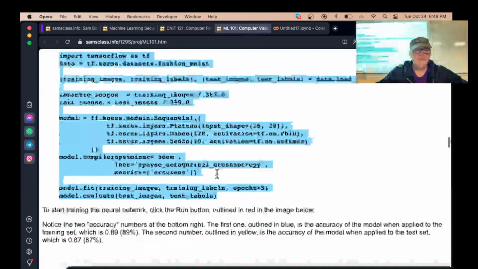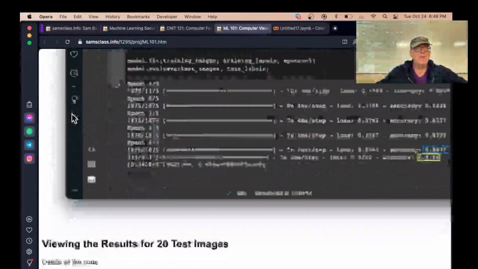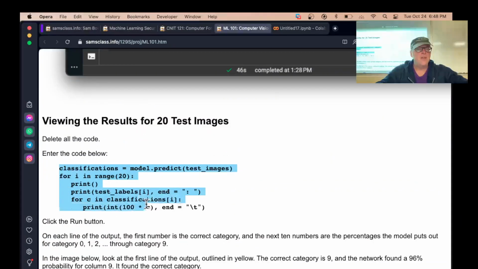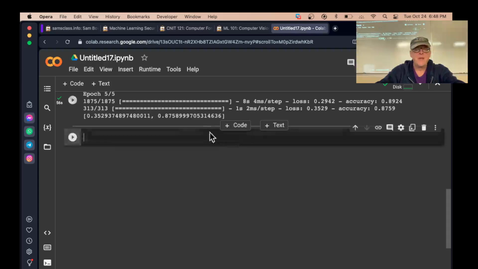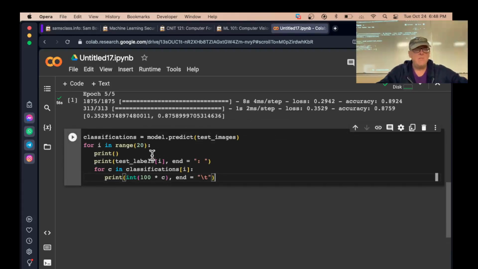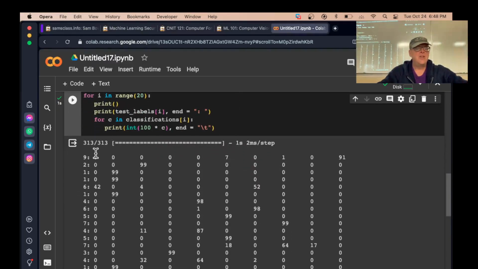Now we should be able to view the results. So this is good, clean fun. So now we can try to find out why it made errors. If we go down here and run this, then we'll print out the first 20 outputs, and it's going to print all the 10 numbers on the output neurons for each of these. So there we go. This is the chance of it being category 0, 1, 2, 3, 4.